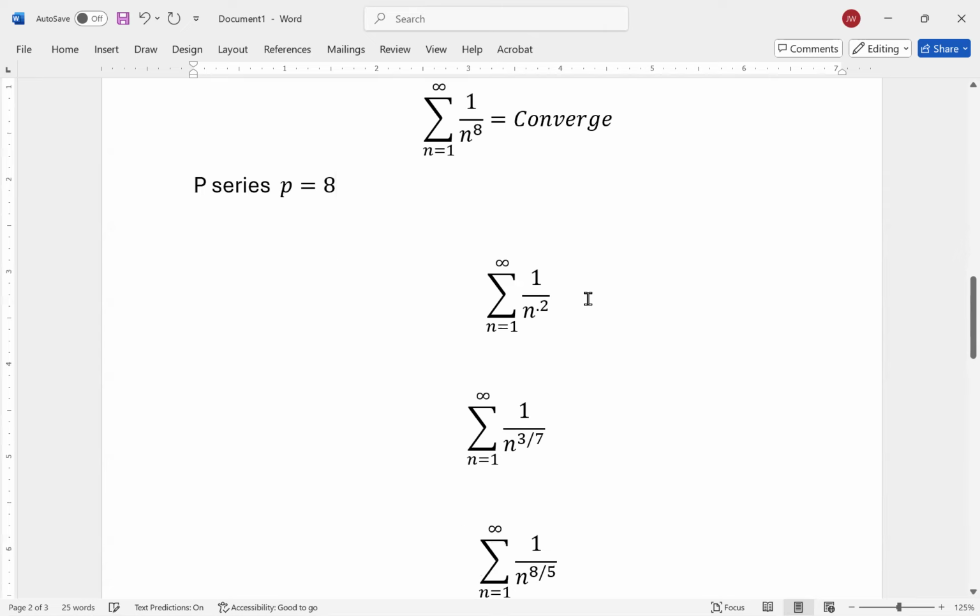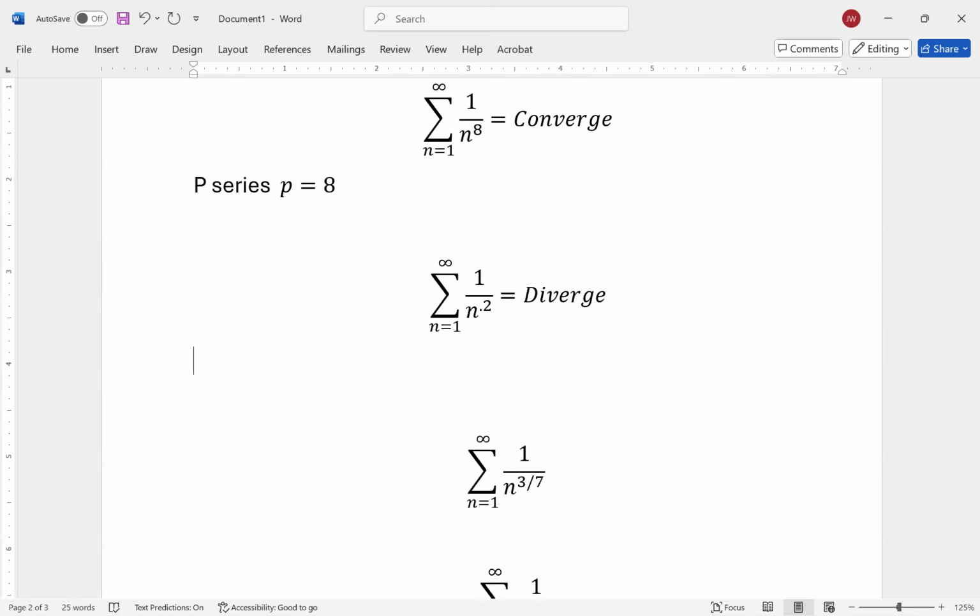This next series is 1 over n to the 0.2 power, summed up from 1 to infinity. This is going to diverge because it is a p-series as well, but the p here is 0.2, which is less than 1.